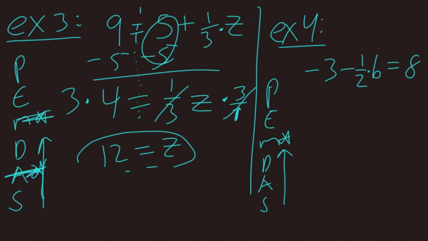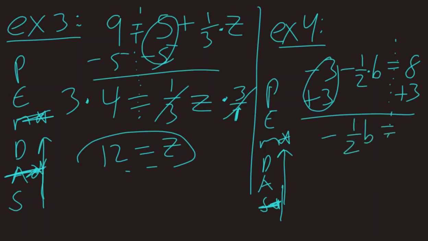And notice, is the 3 a positive or a negative? Well, it's a negative, which really means that we have subtraction rather than addition. So how do I get rid of my subtraction? How do I get rid of a -3? Well, +3, I drop my dotted line, +3 on the right, and those go away. We now have -1/2 b is equal to, and we know that 8 plus 3 would of course give us 11.